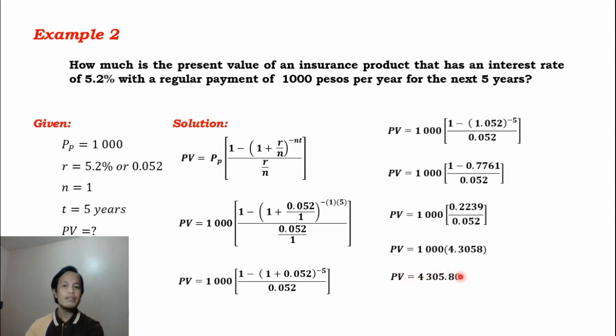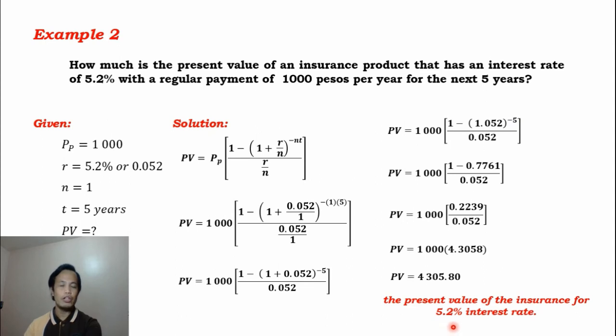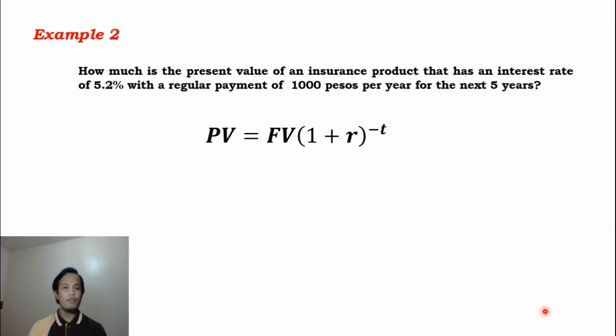This is now the present value of the insurance product with an interest rate of 5.2% with a regular payment of 1,000 pesos within 5 years. So, the present value of the insurance for 5.2 interest rate. We can also solve this problem by using another method, by using the formula for compound interest. So let us try solving this problem by using this formula.